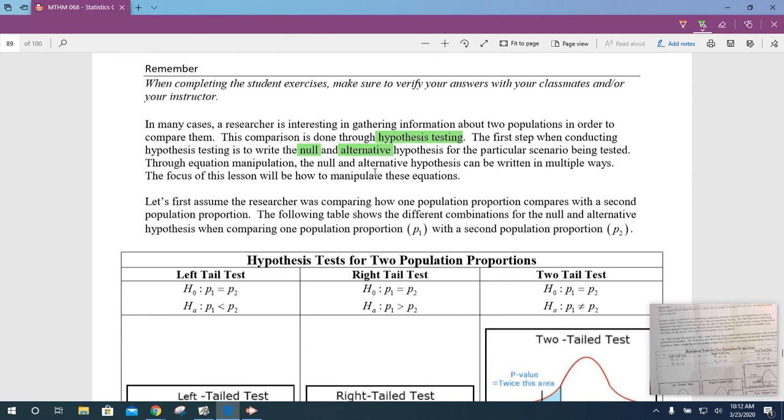Through equation manipulation, the null and alternative hypothesis can be written in multiple ways. The focus of this lesson is how to manipulate these equations. Let's first assume the researcher is comparing one population proportion to a second population proportion. The following table shows the different combinations of the null and the alternative hypotheses when we're dealing with proportion number 1, or P of 1, and proportion number 2, or P of 2.